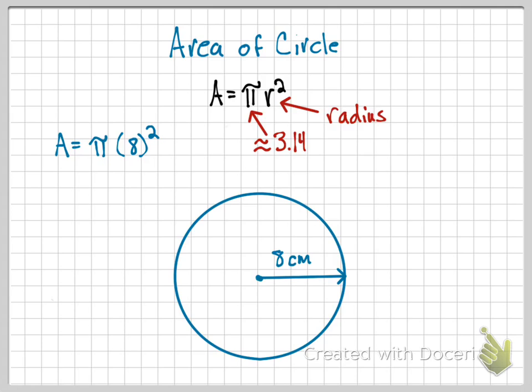I simply would just plug in the 8 into the formula and then just do the math. Here 8 squared is 64. Remember that 8 squared, right? 8 squared means 8 times 8. That's why you get 64. And then 64 times pi would be about 200.96. So the area would be 200.96, and this would be centimeters squared.